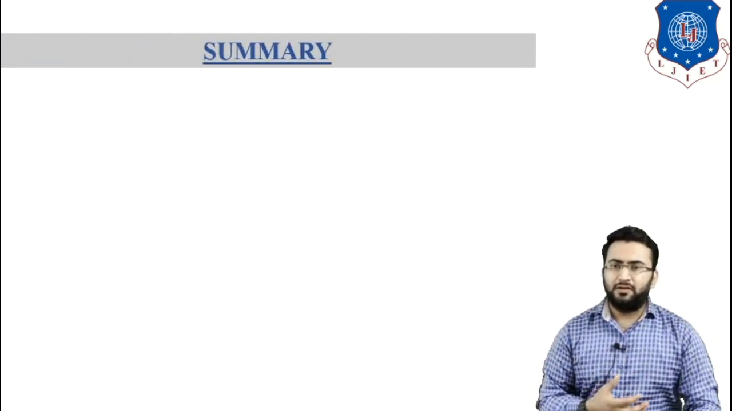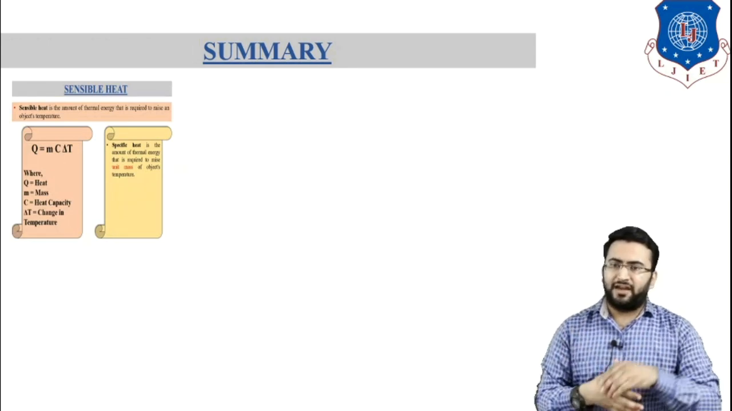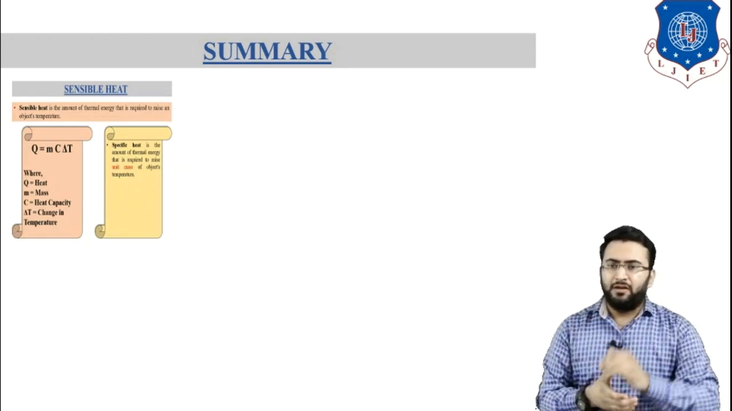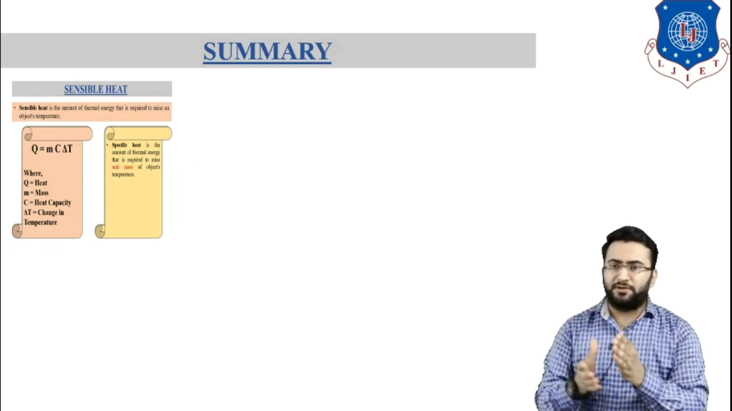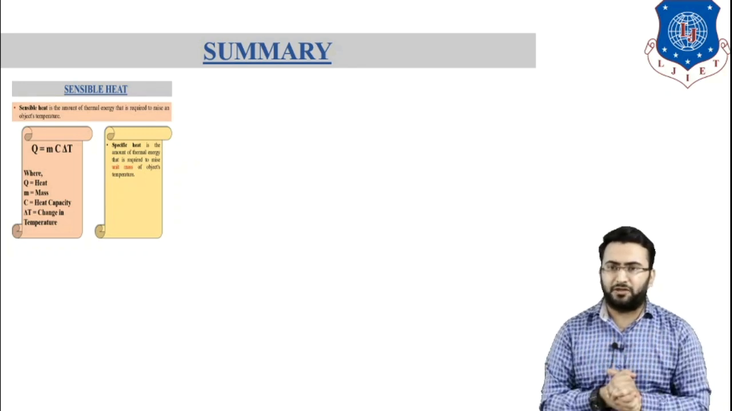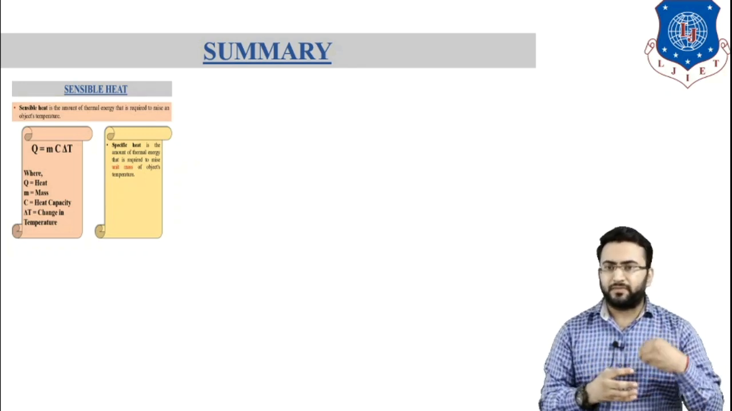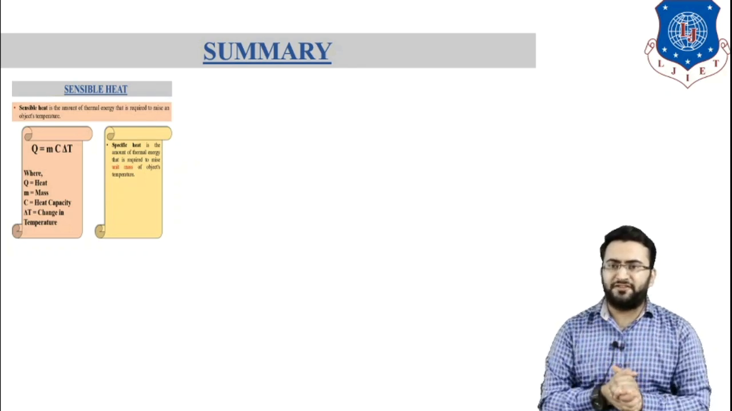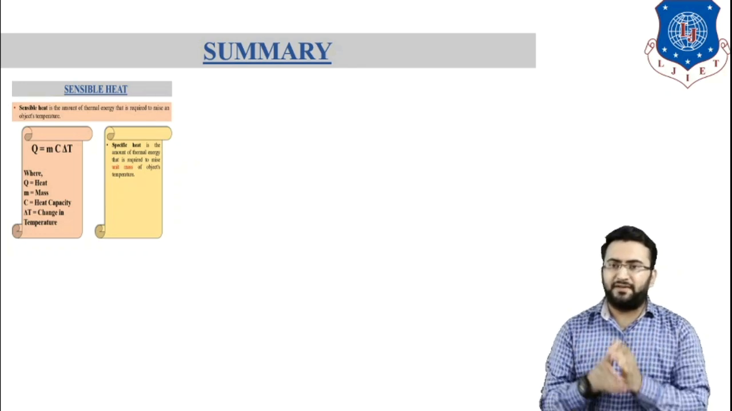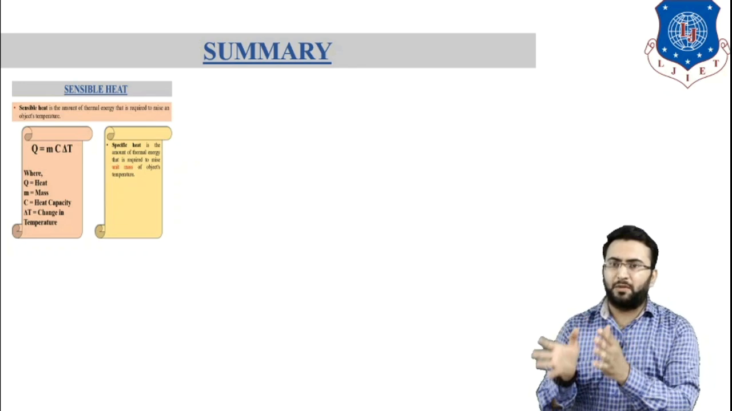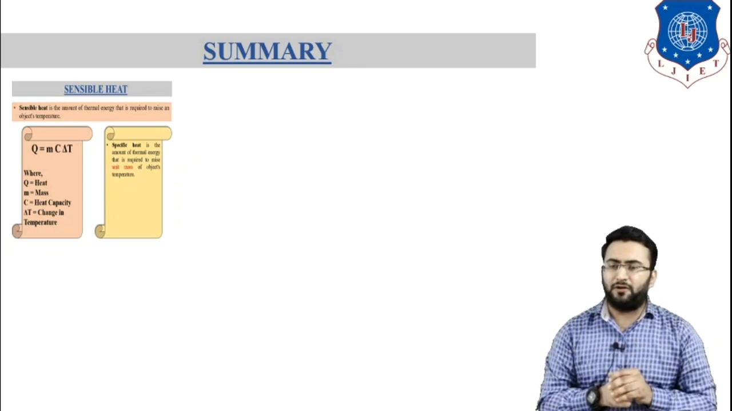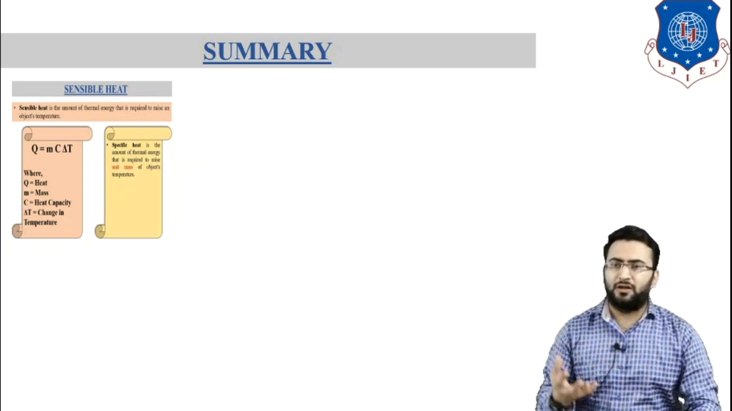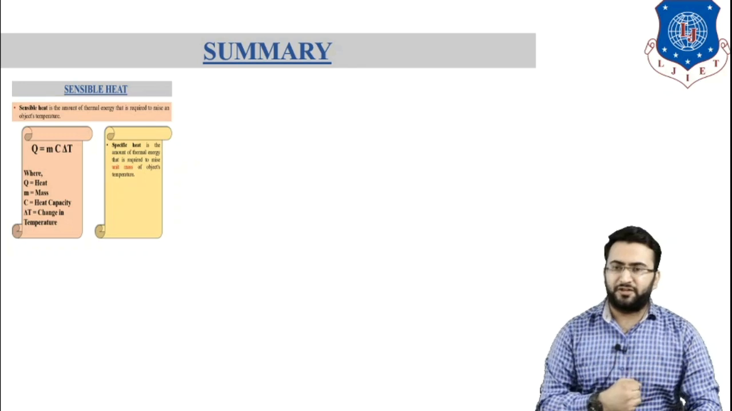So in this lecture, we talked about sensible heat and specific heat. The heat required to change the temperature of any object is known as sensible heat. Then we talked about specific heat, the heat required to change the temperature of a unit mass of system, which is known as specific heat. So this is the basic difference between sensible heat and specific heat. In sensible heat there is no fixed amount of mass, whereas in specific heat there is a fixed amount of mass. Then we talked about the constant volume heat capacity and constant pressure heat capacity.